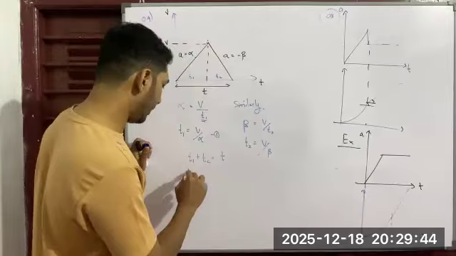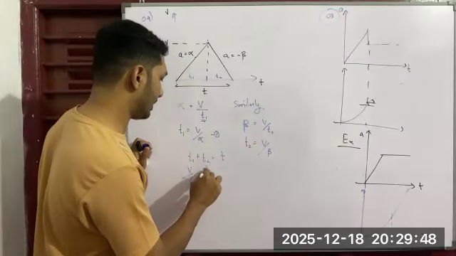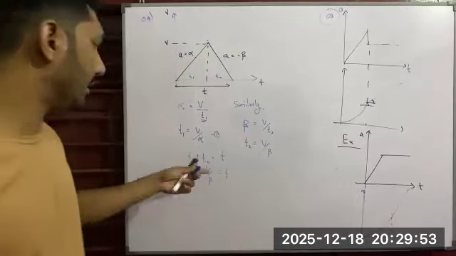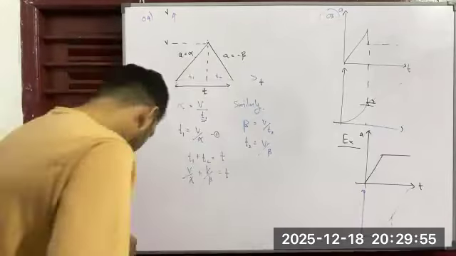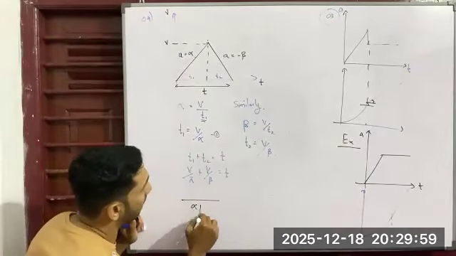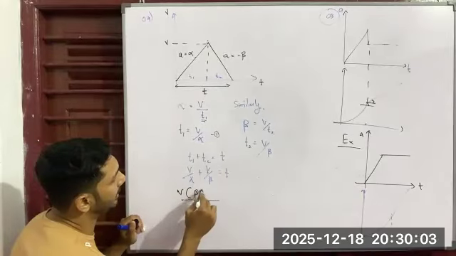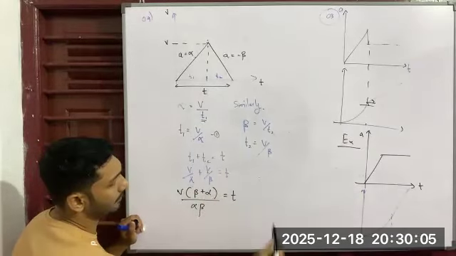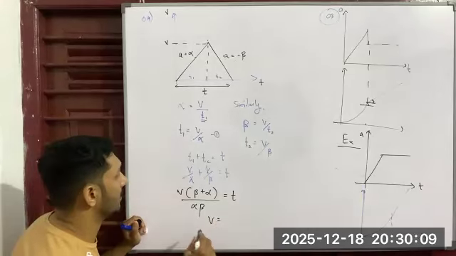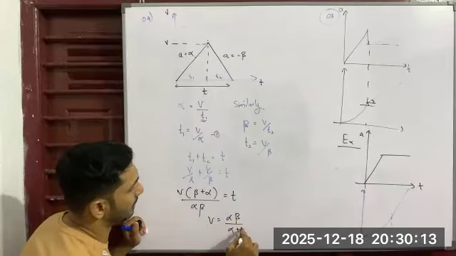Now you substitute V over alpha plus V over beta equal to T. Now you have to just make V the subject. Here my LCM is alpha beta. V will be the common factor, beta plus alpha. Okay, grade 9 mathematics. V is equal to what? Alpha beta over alpha plus beta.